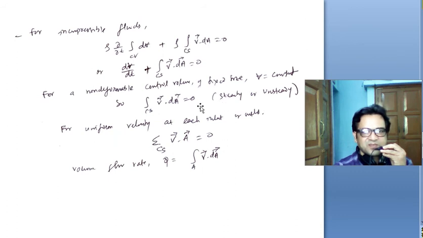Viscosity plays no role. This is valid for viscous flow as well as for inviscid flow. And if the velocity is uniform at each inlet and outlet of the control volume, this can be reduced to an algebraic form. So velocity is entering through a control surface, suppose of area A.